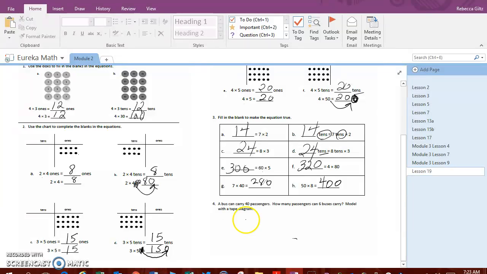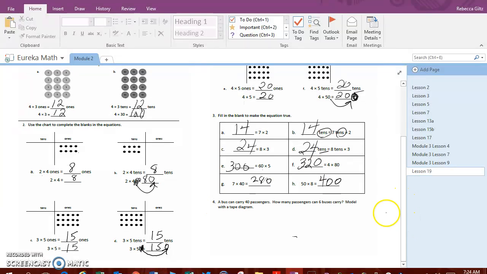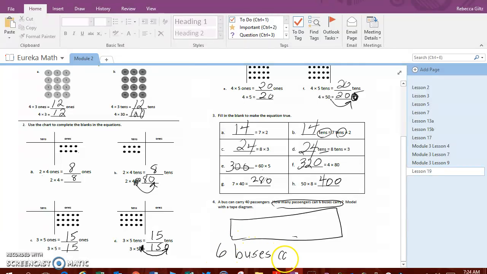Okay? All right, last one, word problem. A bus can carry 40 passengers. How many passengers can 6 buses carry? Model with a tape diagram. All right, I'll draw my tape diagram. I'm also going to start my word sentence because I'm trying to remember that. So the question says, how many passengers can 6 buses carry? 6 buses can carry blank passengers. I'm out of room, so I'm going to have to abbreviate that.